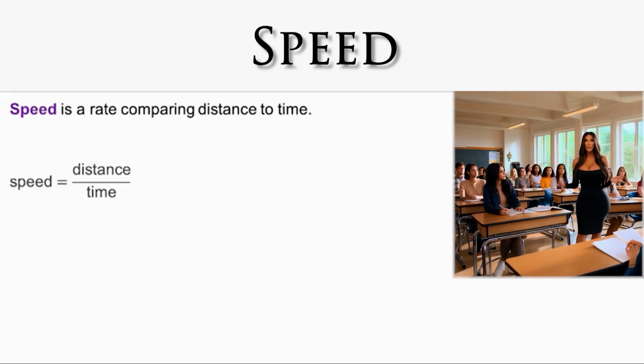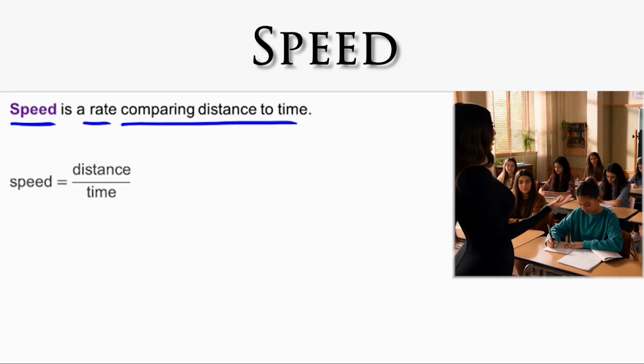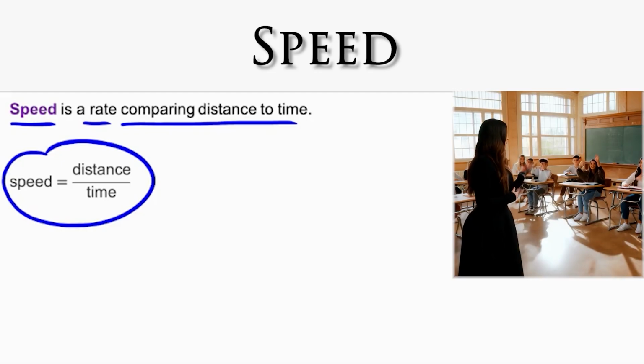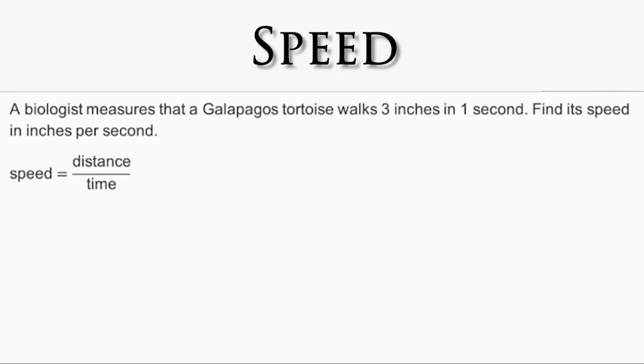By definition, speed is a rate comparing distance to time. Mathematically speaking, this is the equation for speed. Speed is equal to the rate of distance over time. Now let's look at this example. A biologist measures that a Galapagos tortoise walks 3 inches in 1 second. Find its speed in inches per second.